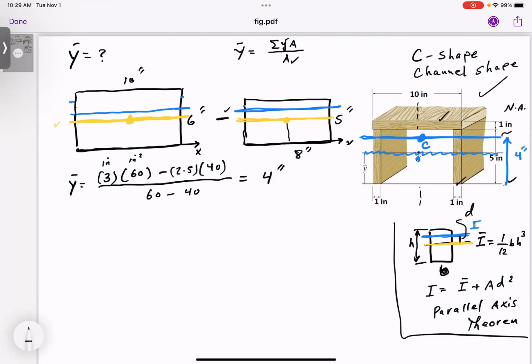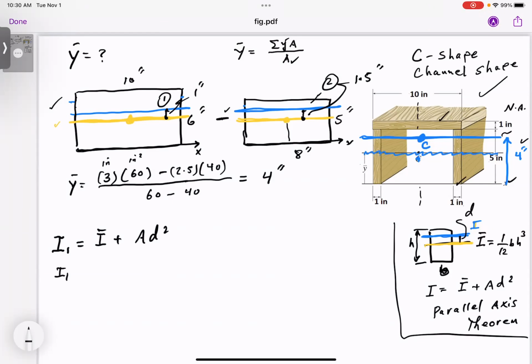All right, so let's do it for this piece. Let's call this piece number 1, call this piece number 2. Remember, we are subtracting them, right? So I for piece number 1 with respect to the blue axis is I bar, which is about the yellow axis, plus A D squared. By the way, the distances are what? Here is 1 inch, right? Because 3 and 4. And what is it here? 2.5 to 4, this is 1.5 inch, right? If you look at the dimensions that we have here.